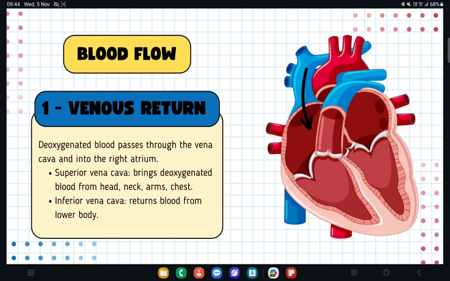Blood flow. First, venous return. The deoxygenated blood passes through the vena cava into the right atrium. The superior vena cava brings deoxygenated blood from the head, neck, arms and chest, and the inferior vena cava returns blood from the lower body.